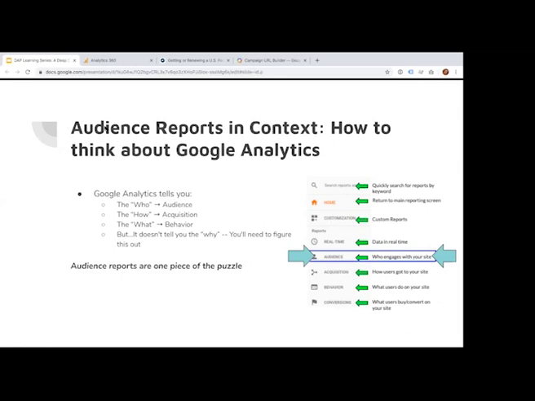The how, this is the acquisition section. The what, this is the behavior section. Now for today, we're going to be focusing on audience because this tells us who is engaging with our site. So we are only focusing on one piece of this puzzle, and that is who is our audience. So we're going to be using the audience reports. The other sections of Google Analytics will be talked about in future webinars where we'll do deep dives into how to use those. But for today, we're going to be focused on the audience.